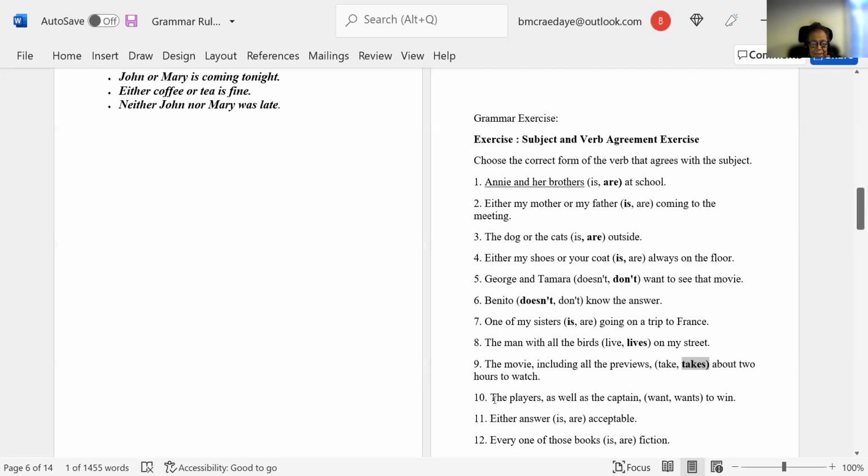Number 10, the players as well as the captain wants to win. The players, that's plural subject. So the players want to win. So that would be plural.